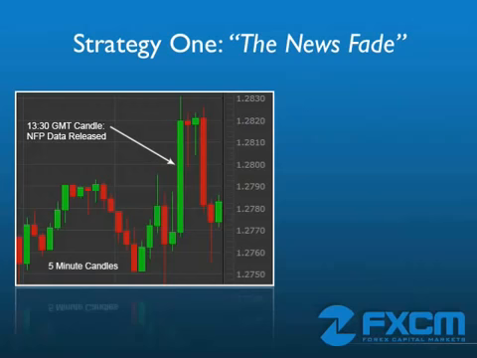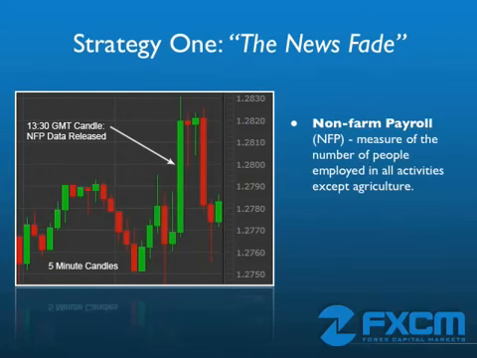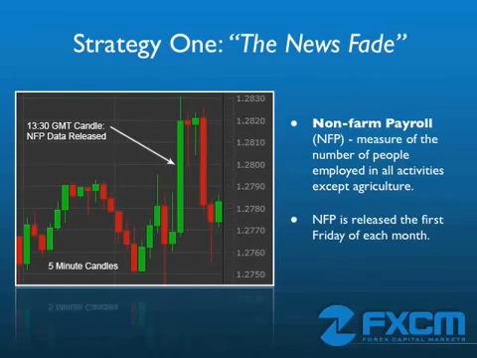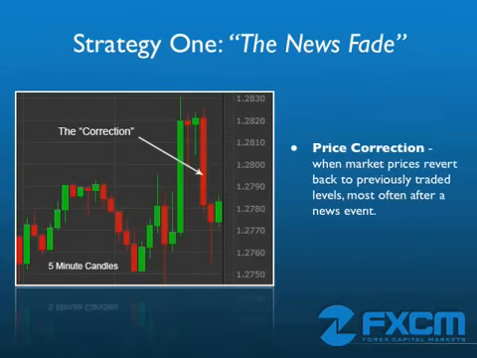Let's get started with the news fade strategy. When a news event is released, there is often a lot of irrational market movement. For example, this large spike occurred in the euro-dollar immediately following the release of non-farm payrolls, or NFP. NFP is a measure of the number of people employed in all activities except agriculture. It is released on the first Friday of the month and is historically the most market-moving news event for the dollar. Now, what we are looking for with this strategy is a correction.